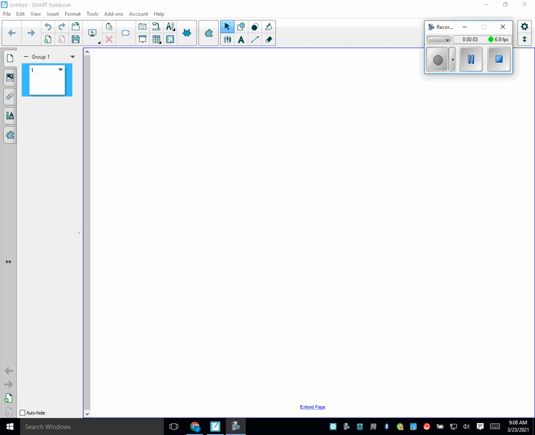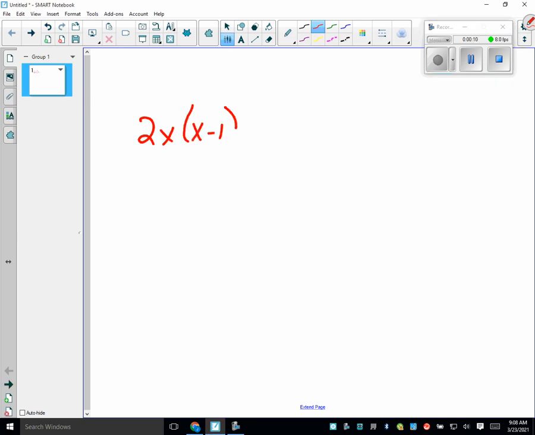Change it to equal. First step. So if I give you 2x times x minus 1 is less than 21 minus x, what did I say first step was? Okay, so I have 2x times x minus 1 equals 21 minus x. Okay, that was easy.